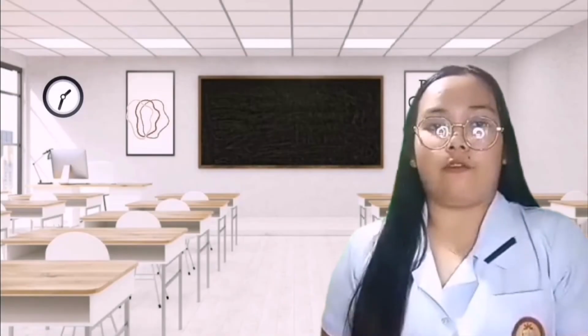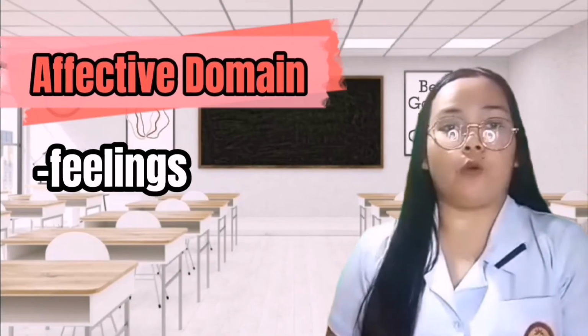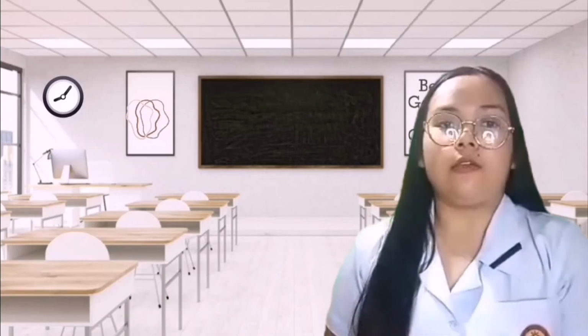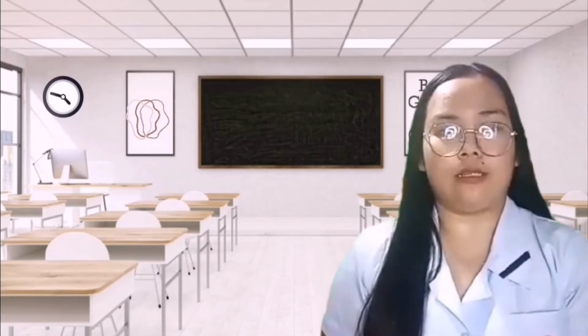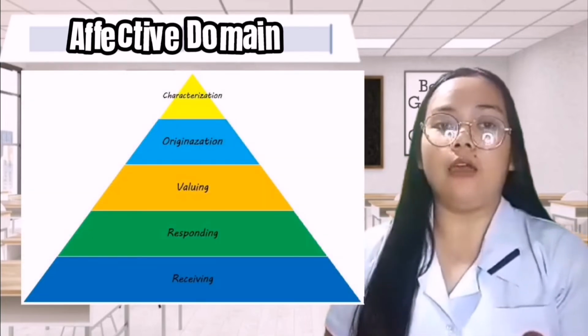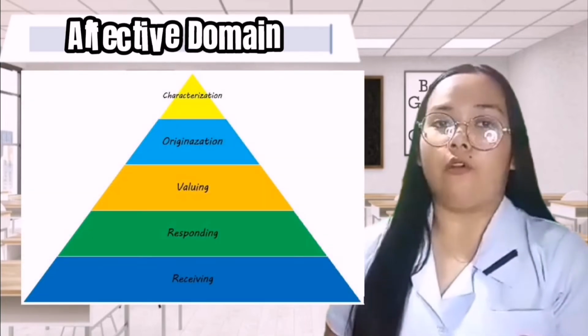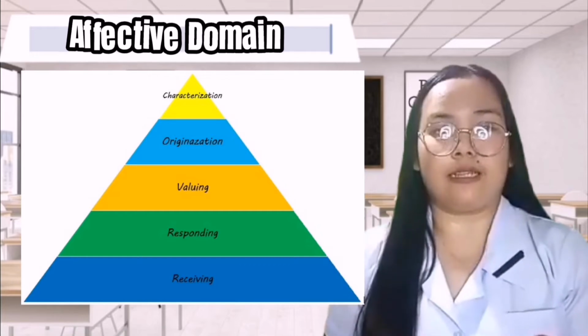So next is the affective domain. It involves our feelings, emotions, and attitudes. There are 5 categorized levels from basic to advanced. First is receiving, second is responding, third is valuing, fourth is organization, and the last one is characterization.